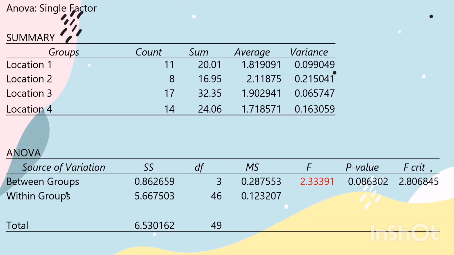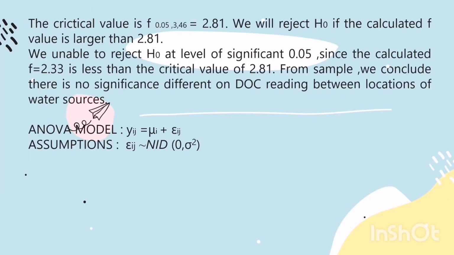After analyzing data, we know F value is 2.33391 with F critical 2.806. We conclude we are unable to reject H null at level of significance 0.05 since the calculated F of 2.33 is less than the critical value of 2.81. From the sample, we conclude there is no significant difference on DOC reading between location of water sources.